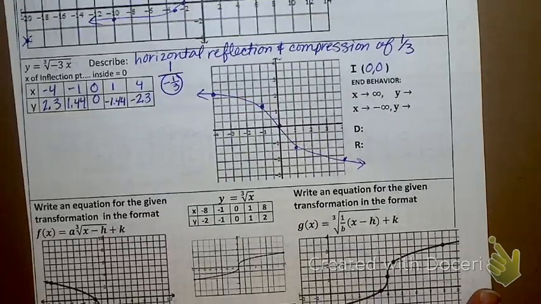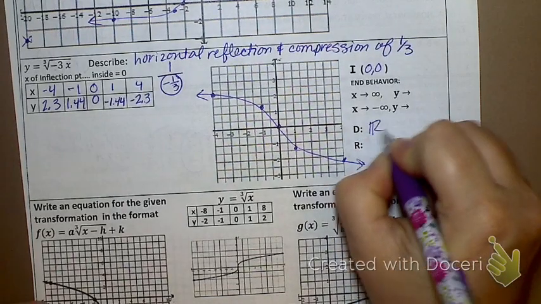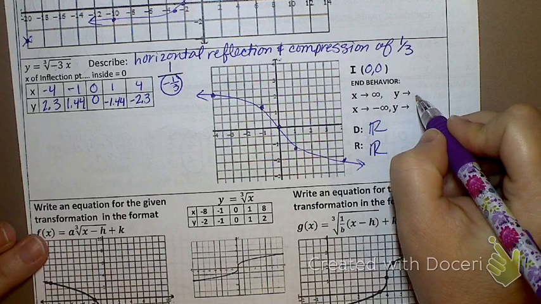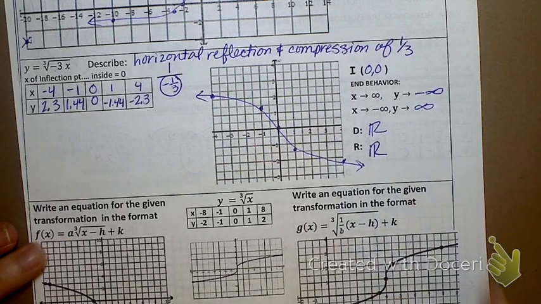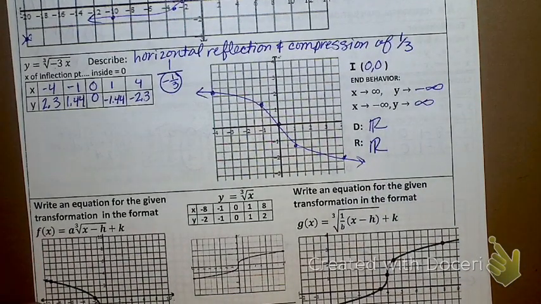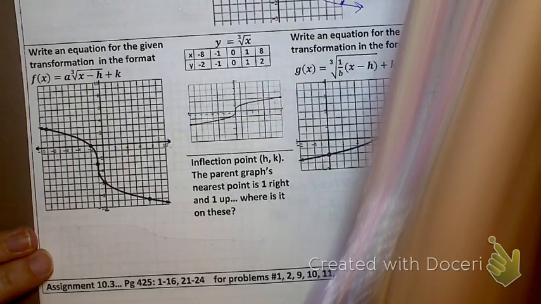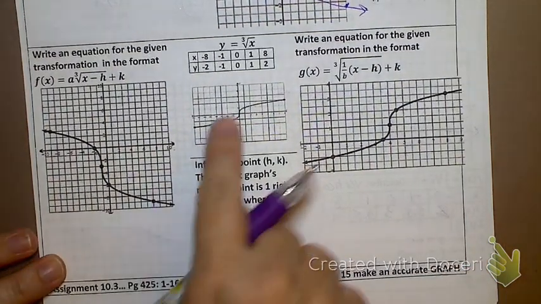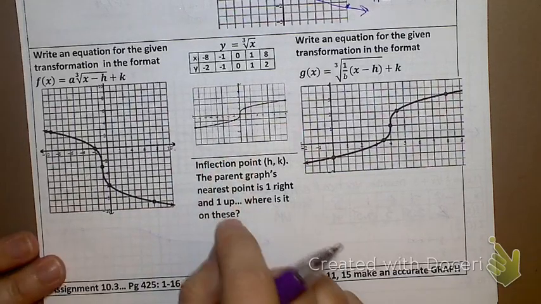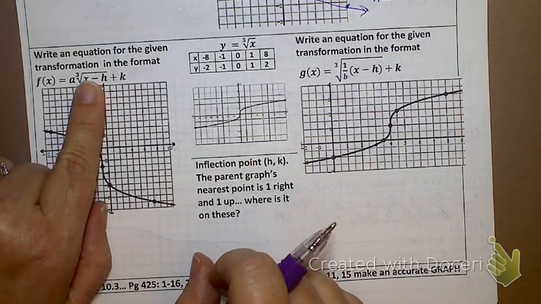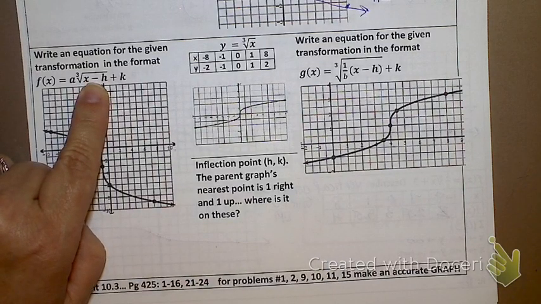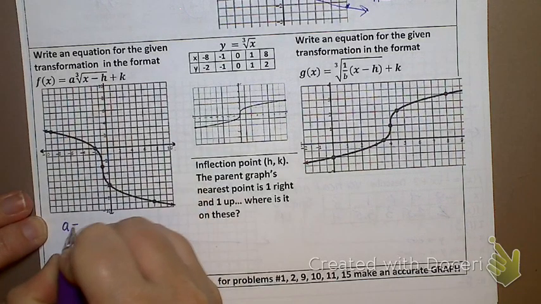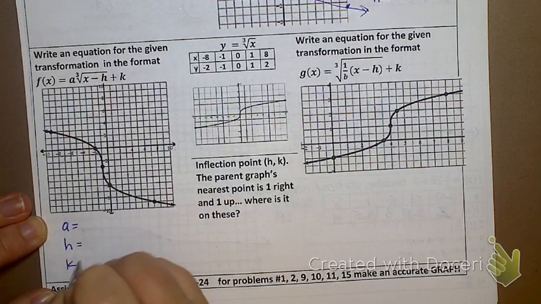What's my domain and range? All real numbers. And behavior, what's going on the right? Down. On the left? Up. Okay. All right, last two, we're going to write an equation given the parent function. Now, with these ones, what I want you to look at very carefully is the equation that's given to you. If I look at this one, one of my letters is missing. What letter is missing? B. So I only need to find A, H, and K.